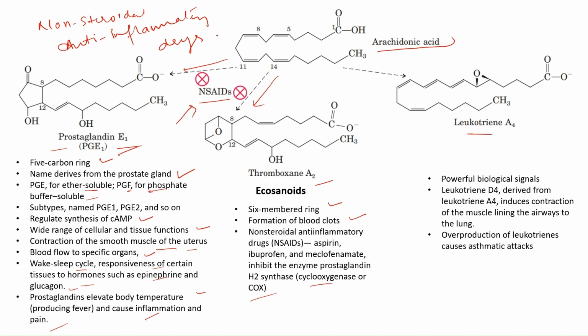Now coming to leukotrienes, these are powerful biological agents. Leukotrienes means formed by leukocytes, white blood cells. So this is leukotriene A4. From A4, one compound is formed that is called leukotriene D4. They induce contraction in the muscle lining in the airways of the lungs. So overproduction of leukotrienes causes asthmatic attacks because it contracts the lining of the lung muscle.